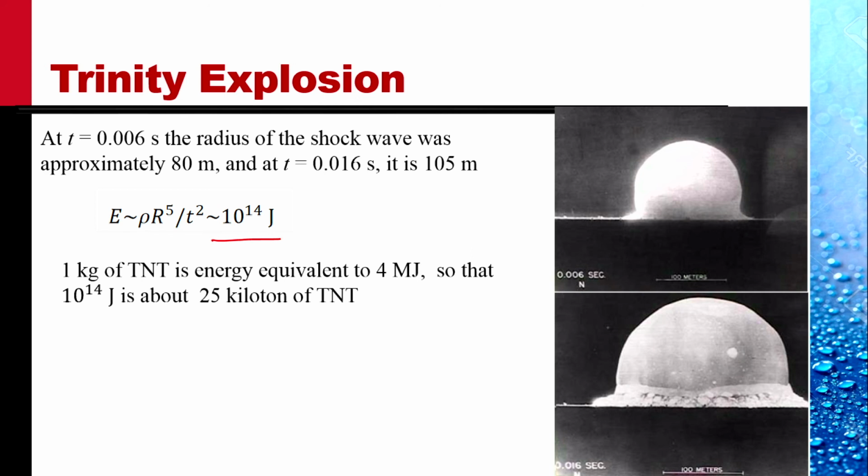1 kilogram of TNT is energy equivalent to about 4 megajoules. So that 10 to the power 14 joules is about 25 kiloton of TNT. The actual yield was 22 kiloton. So that should convince you of the power of similitude analysis and self-similitude. Thank you.